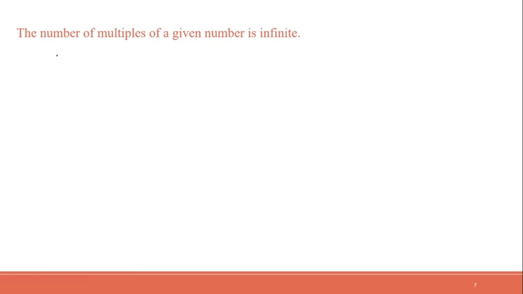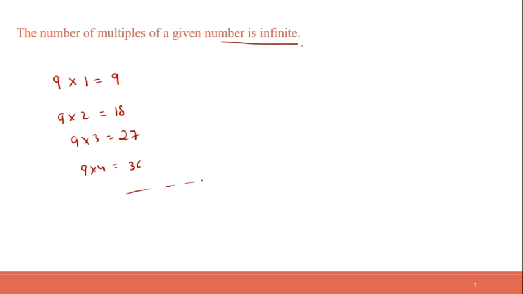Now let's come to the next one. The number of multiples of a given number is infinite. This is what I have told you earlier. That means if I want to know the multiples of 9, I can start with 1. 9 into 1, 9. 9 into 2, 18. 9 into 3, 27. 9 into 4, 36. And I can go as far as I want. That means I can even write 9 into 10000000, and the outcome will also be a multiple of 9.